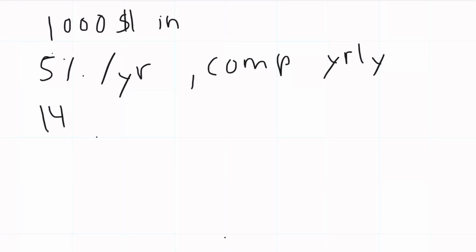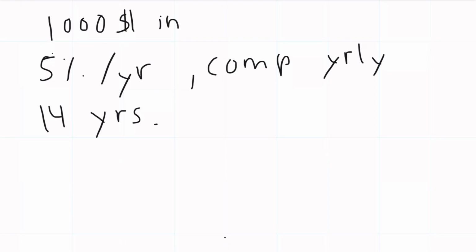So now let's jump into an example. Let's say we put $1,000 into our savings account. The bank is promising us 5% per year, compounded yearly, and we're going to do this for 14 years. Essentially, we're just going to calculate how much that $1,000 is going to turn into in 14 years.